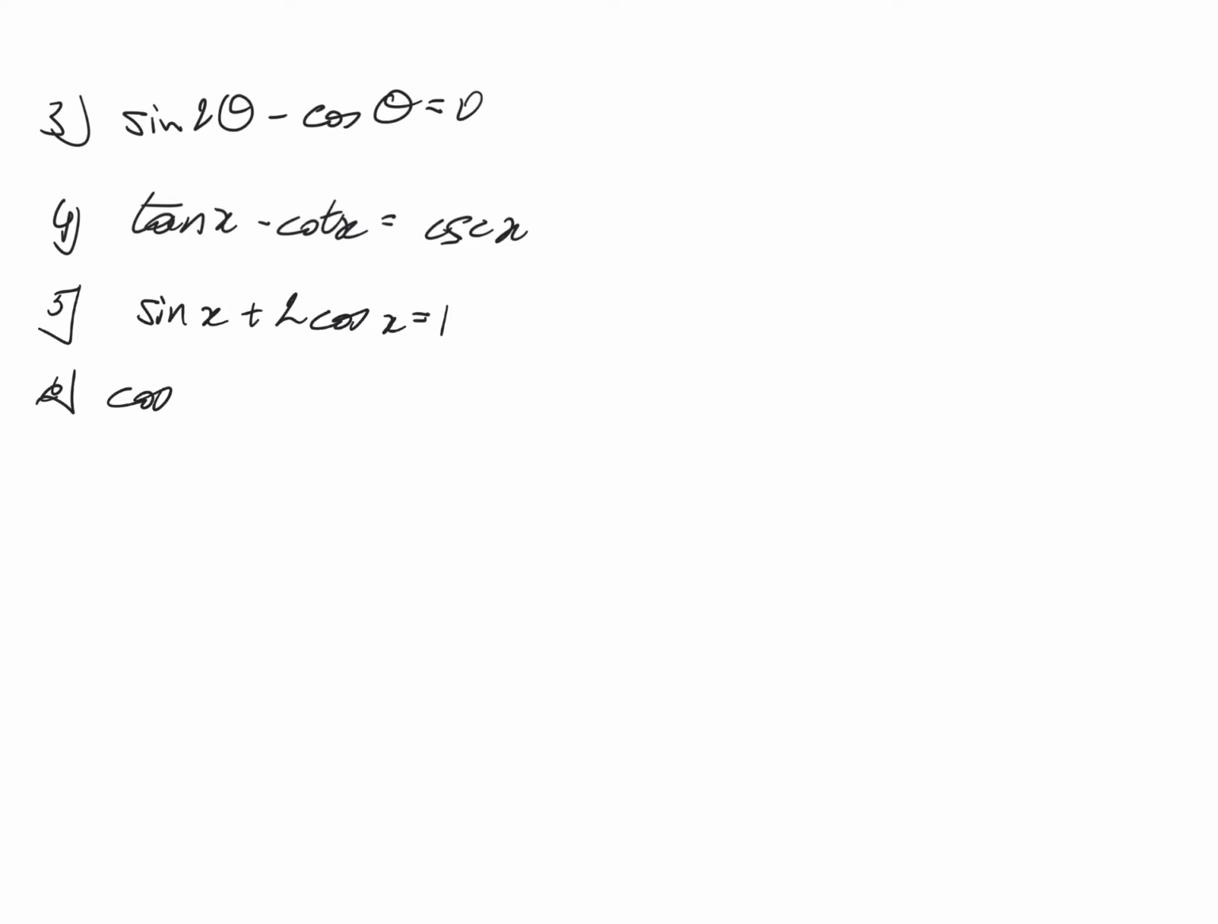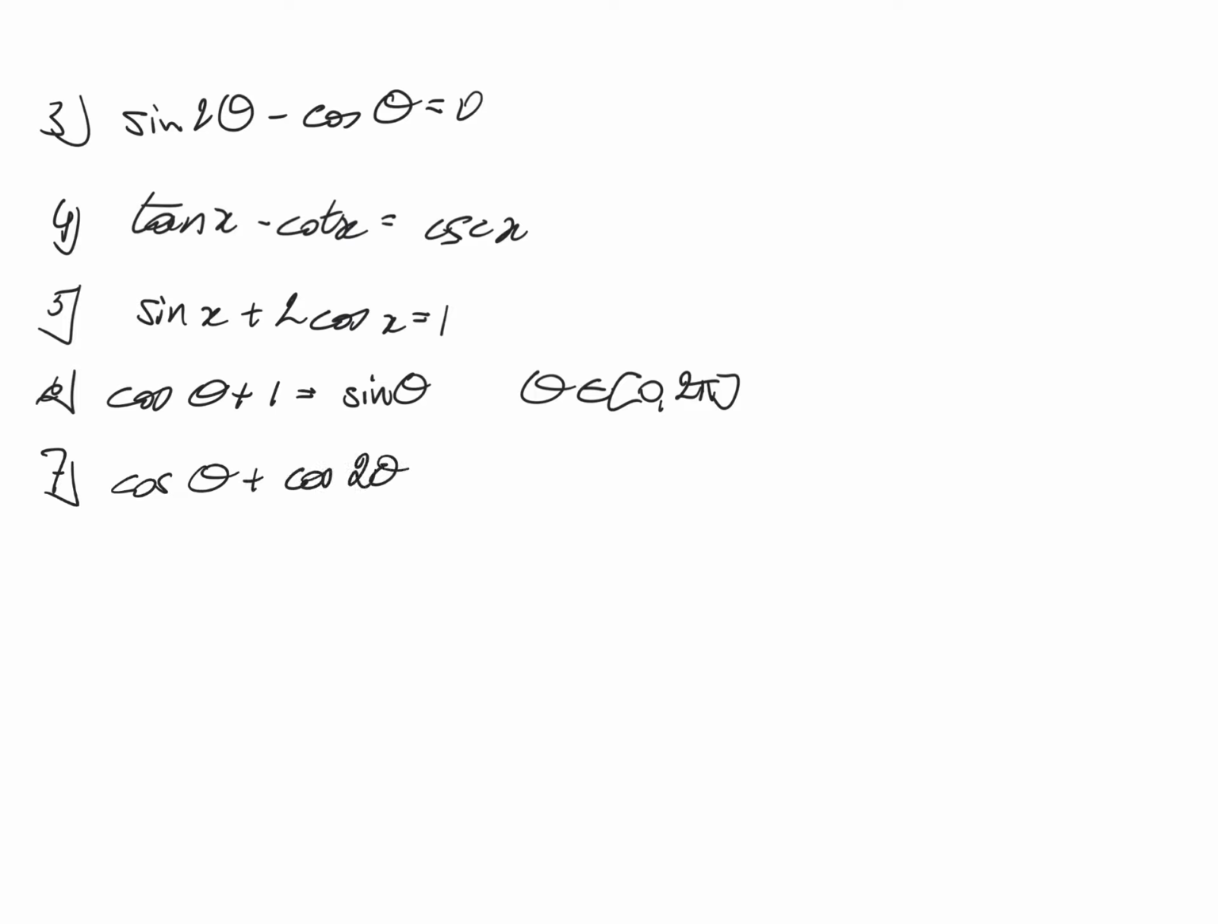Cosine of theta plus 1 equal to sine of theta, but under the condition that theta lies between 0 and 2 pi. And finally, cosine theta plus cosine 2 theta plus cosine 3 theta equal to 0. So try to solve these on your own to see if you grasp the concept of the equation solving before looking at the answers on the following slides.